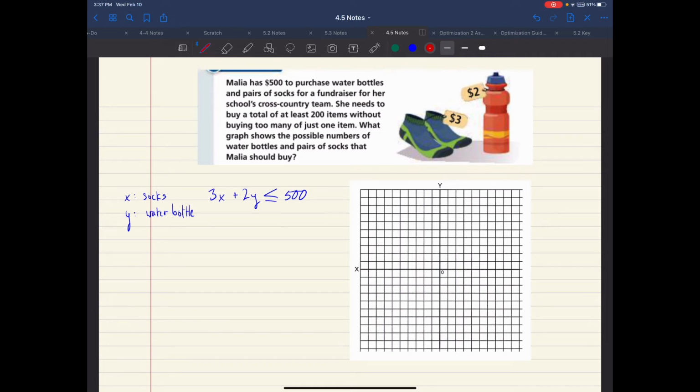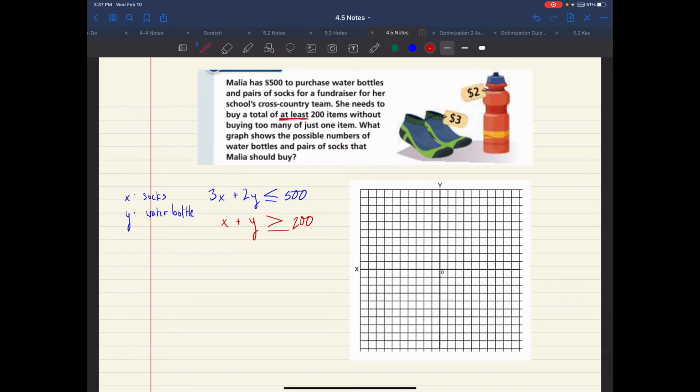The next part said she needs to buy a total of at least 200 items, and we're going to focus in on this "at least." She needs to buy a number of socks and a number of water bottles, and the total needs to be at least 200. That means x plus y, however many things she buys, has to be greater than or equal to 200. If you see "at least," this means it's going to be greater than or equal to, so you have to include the equal to. And then we just graph this.